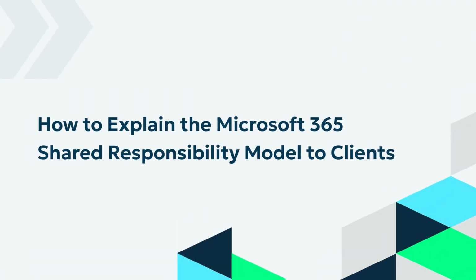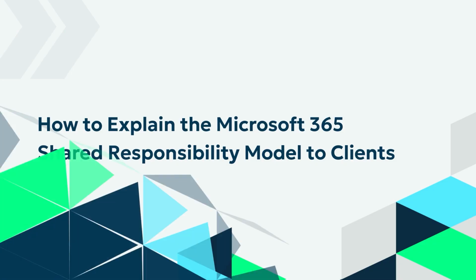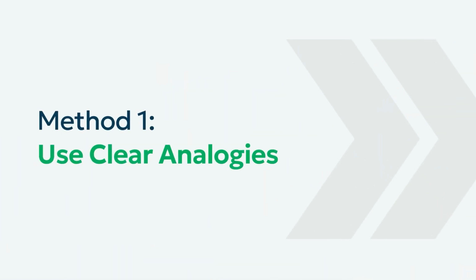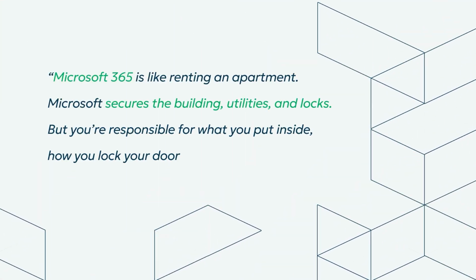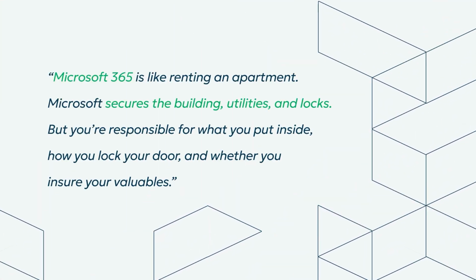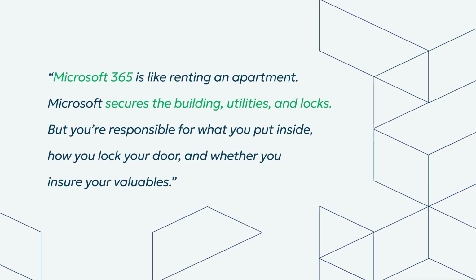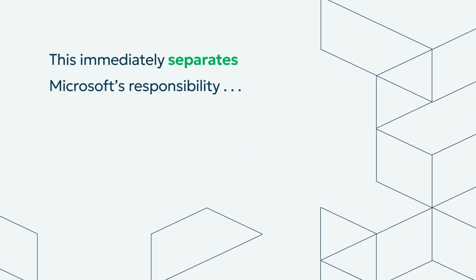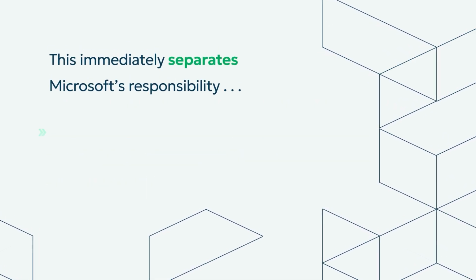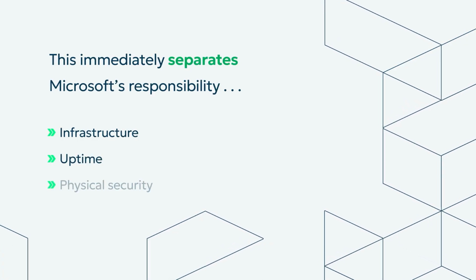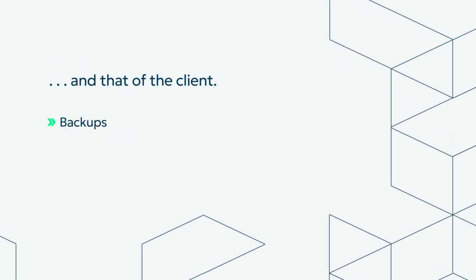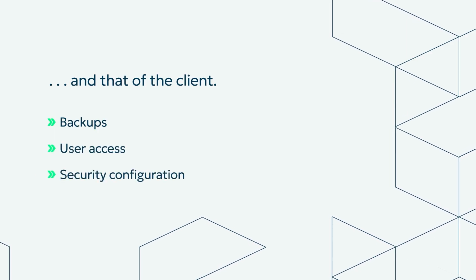How to explain the Microsoft 365 shared responsibility model to clients. One of the easiest ways to explain shared responsibility is with a simple analogy. Here's one that works well. This immediately separates Microsoft's responsibility, infrastructure uptime, physical security, and that of the client: backups, user access, security configuration.